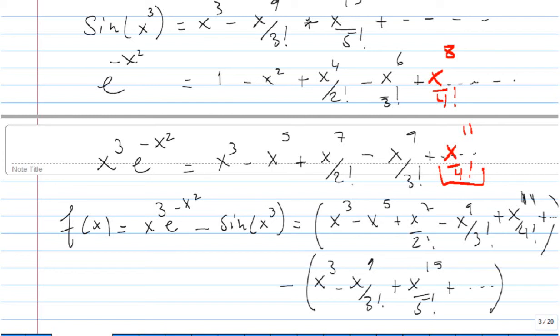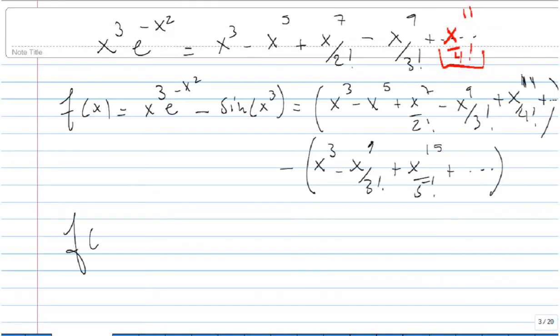If I put the algebra together, I find that f of x equals: x cubed minus x cubed is gone. We have minus x^5, that's the first one. Then we have x^7 over 2 factorial. Then we have the ninth: minus x^9 over 3 factorial, minus minus is plus x^9 over 3 factorial, so it's 0. It cancels. Then we have plus x^11 over 4 factorial. That's the only term we have in the 11th, because sine of x cubed does not have an x to the power 11.